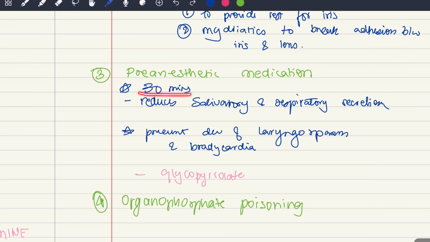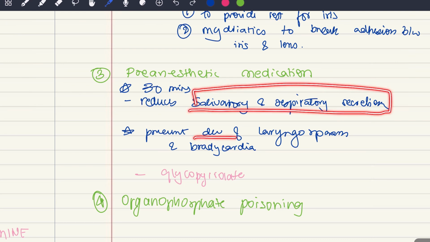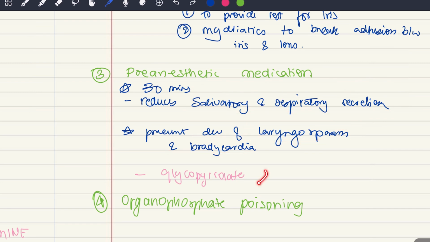Pre-anesthetic medication. If given 30 minutes before surgery, it reduces the salivary as well as the respiratory secretion, which prevents the development of laryngospasm and bradycardia. Glycopyrrolate is the drug of choice.